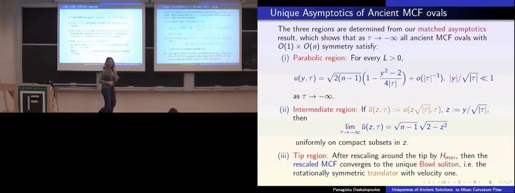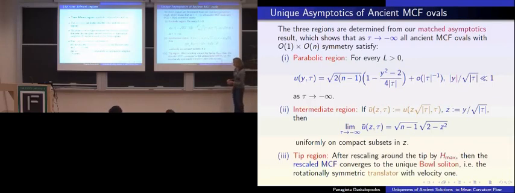So to see the cigar, because usually to see something at the tip, you need to rescale by the maximum curvature. And as t approaches minus infinity, I haven't drawn it nicely, but the guy becomes longer and longer, so the curvature here grows like 1 over square root of t. Okay, and this is the tip.